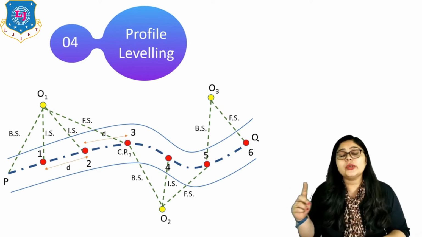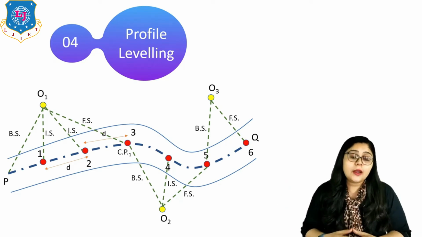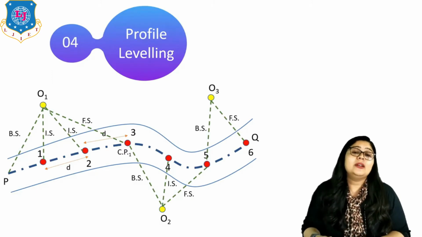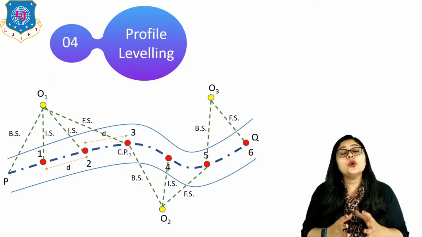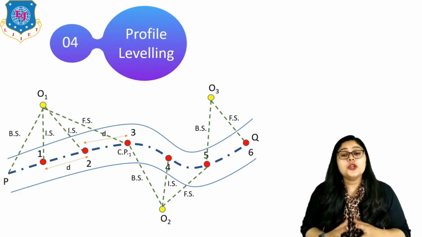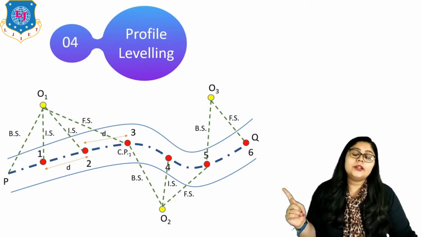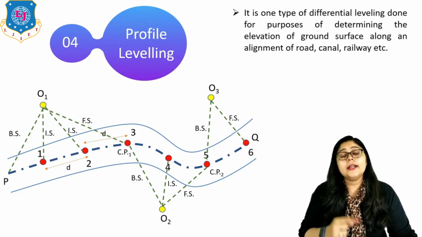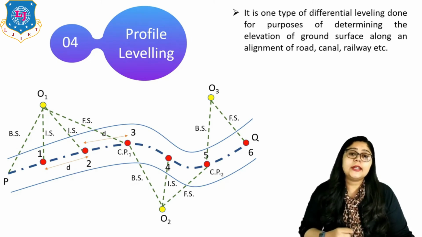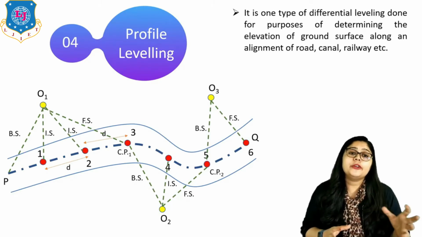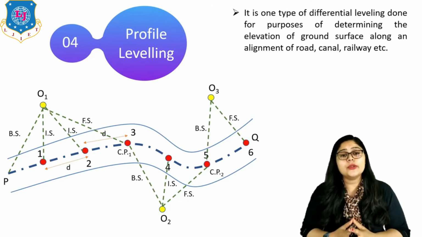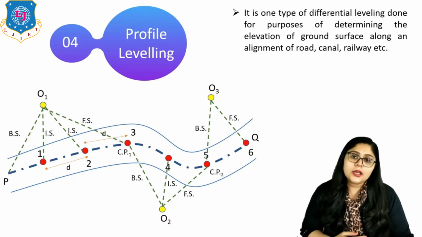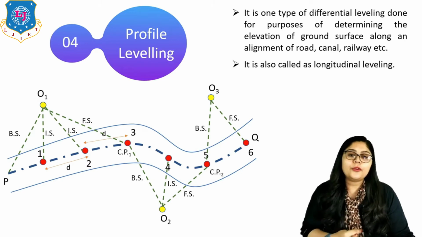Here for setup 1 you can see 2 intermediate stations are there, but in setup 2 there is only 1, and in setup 3 there is no availability of an intermediate station. So this is the actual practical condition of that ground, right? So I can say that it is one type of differential leveling done for the purpose of determining the elevation of ground surface along an alignment of road, canal and railways, right? So this is all about profile leveling.